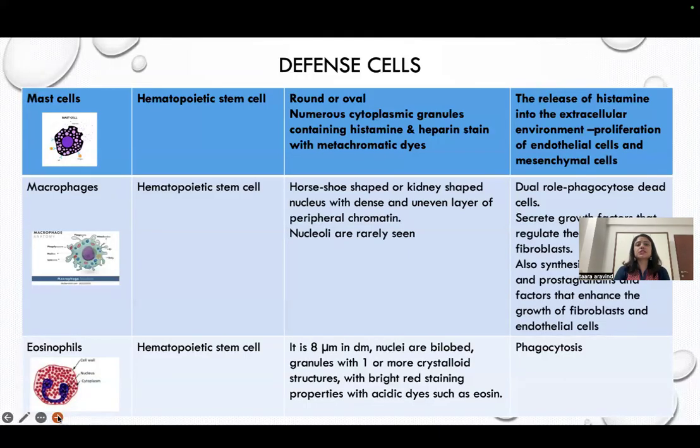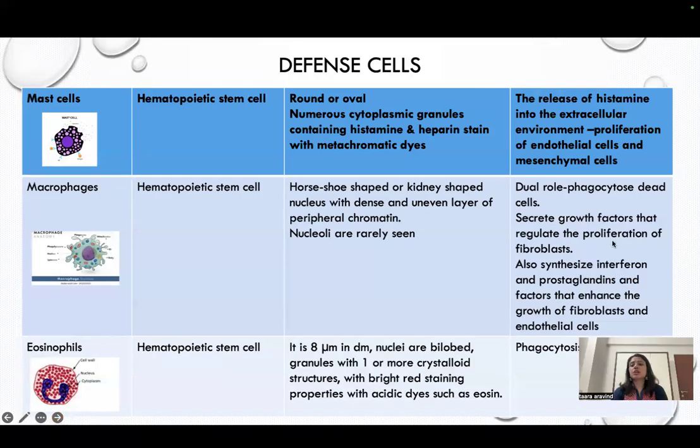And last come the defense cells, that include mast cells, macrophages, and eosinophils. All these are derived from hematopoietic stem cells. Mast cells are round or oval shaped cells with numerous cytoplasmic granules containing histamine and heparin. The main function is the release of histamine into the extracellular environment, causing proliferation of endothelial cells and mesenchymal cells. Macrophages are horseshoe-shaped or kidney-shaped cells with a dense and uneven layer of peripheral chromatin. They have a dual role: they phagocytose dead cells, and they also secrete growth factors that regulate the proliferation of fibroblasts.